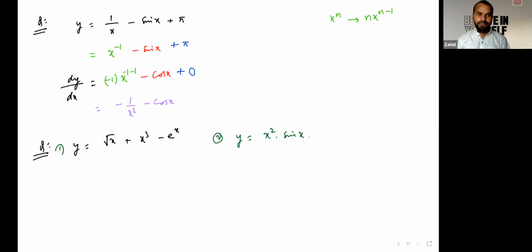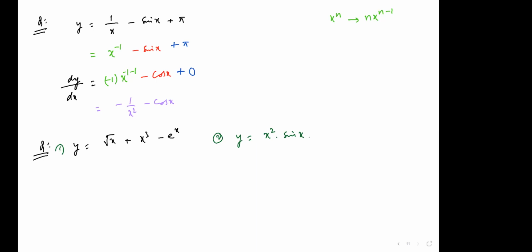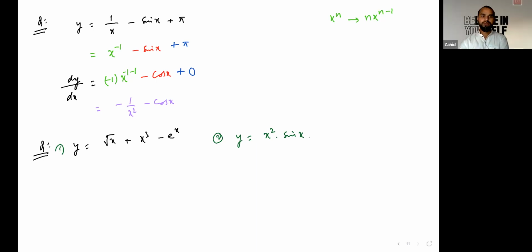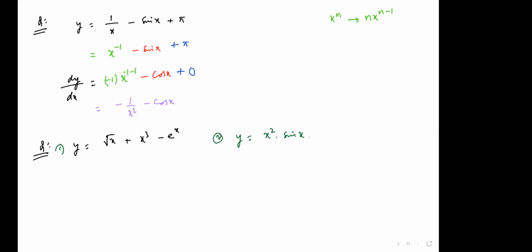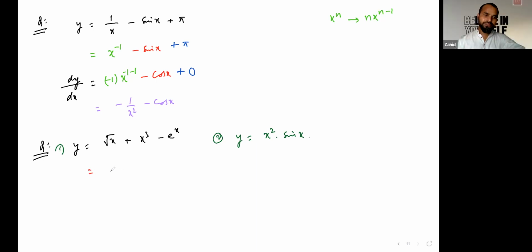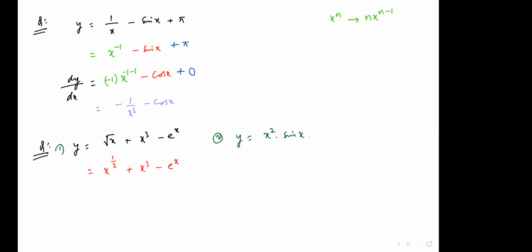Hamza, any doubt while solving? I solved a bit. After that, I don't know what to do. What have you written for root of x? X by 2. First, write it in exponential form. So it would be x raised to the power half, then x raised to the power 3, and e raised to the power x. Okay.